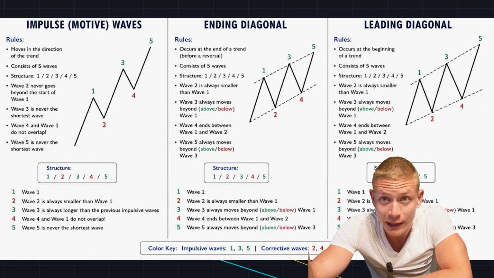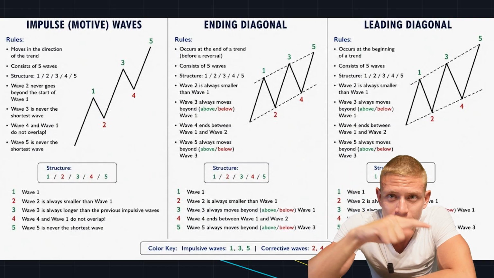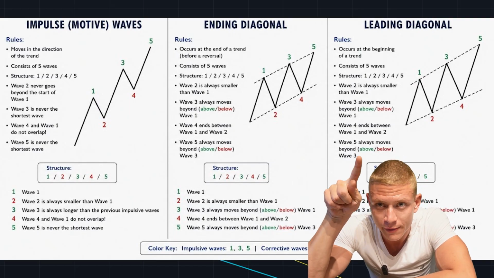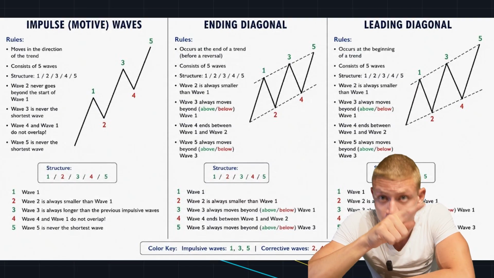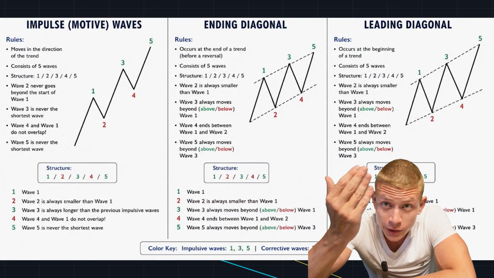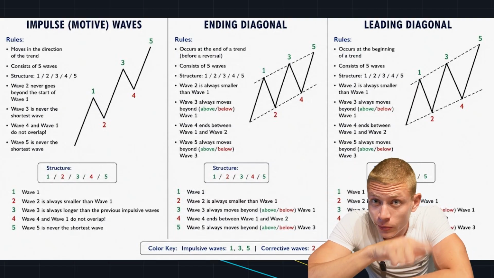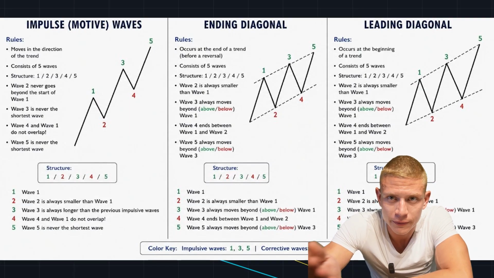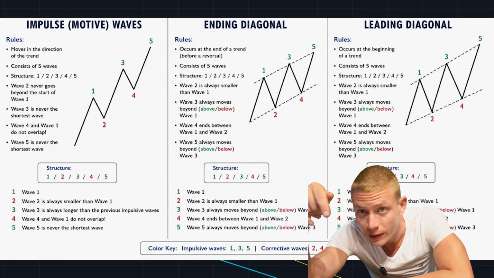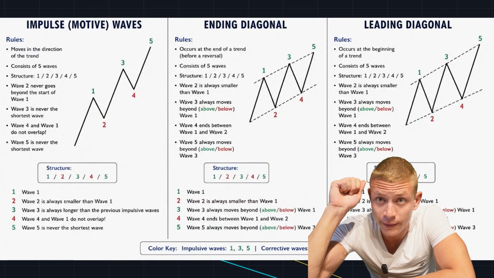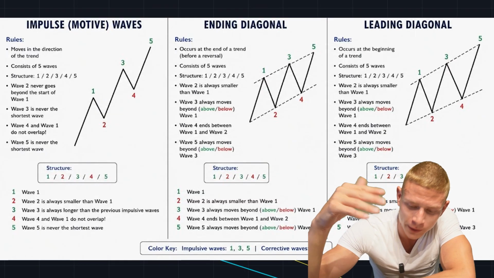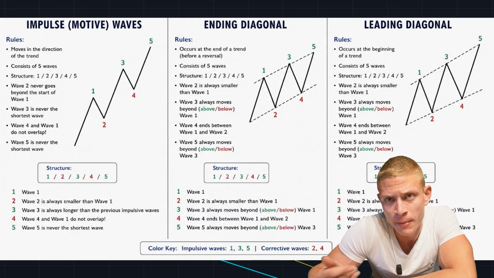Okay? So if we see an impulse to the upside, which consists of a 1, 2, 3, 4, 5, as you can see here in the graph, wave 1 goes in the direction of the trend, so it needs to be impulsive. Wave 2 goes against the trend, so it needs to be corrective. Wave 3, impulsive, 4, corrective, 5, impulsive. And that's the same for ending diagonal, leading diagonal, and impulse. So what is really the difference between them?